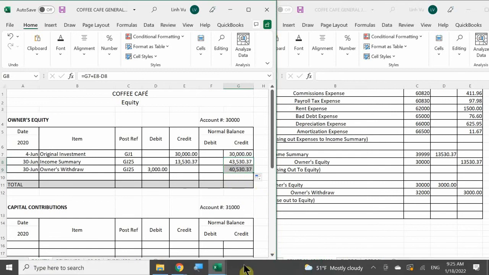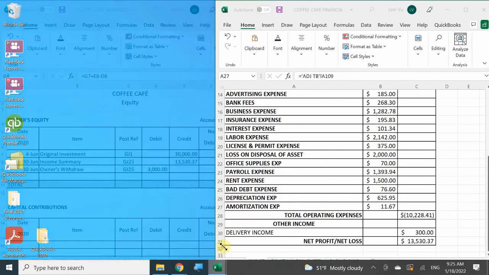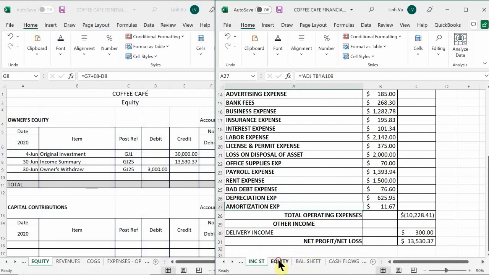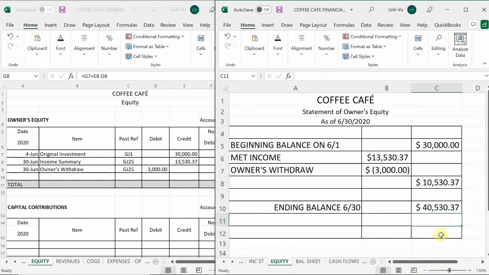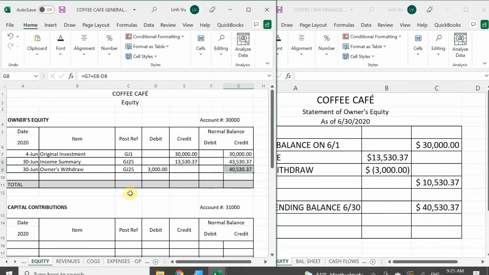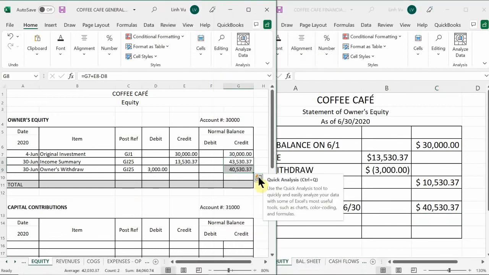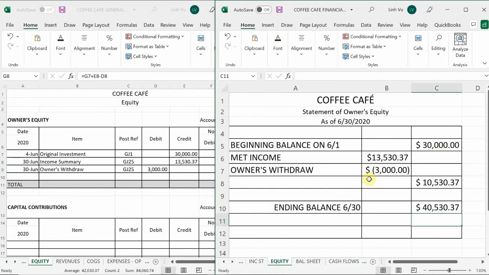So therefore, my account balance should be now $40,530.37. And where do we see this? Should match your statement of equity because that's what we did, right? We put in the profit, reinvested the money, and we also updated the amount that we withdrew. So therefore, now my owner's equity account matches my statement of owner's equity, which is the 40,530.37, right? So that means everything we did so far is correct.